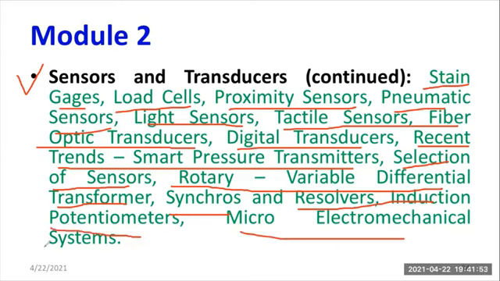Then MEMS. What do you mean by MEMS? The expansion of MEMS is micro electromechanical system. It's a highly advanced topic. I'll be discussing the current trends of MEMS also. So this is the main content which I'll be discussing in the second module.